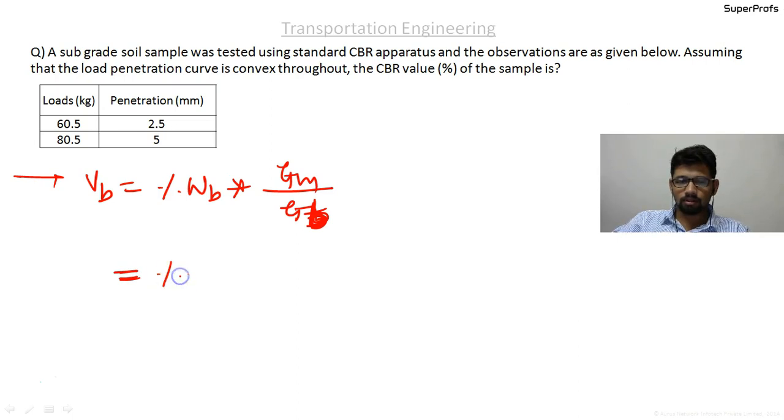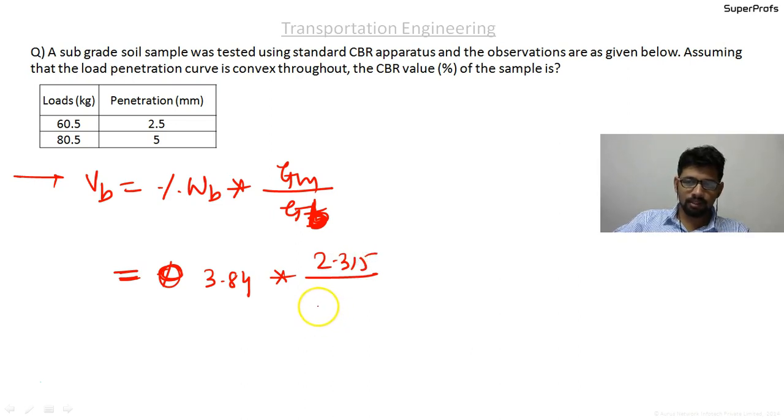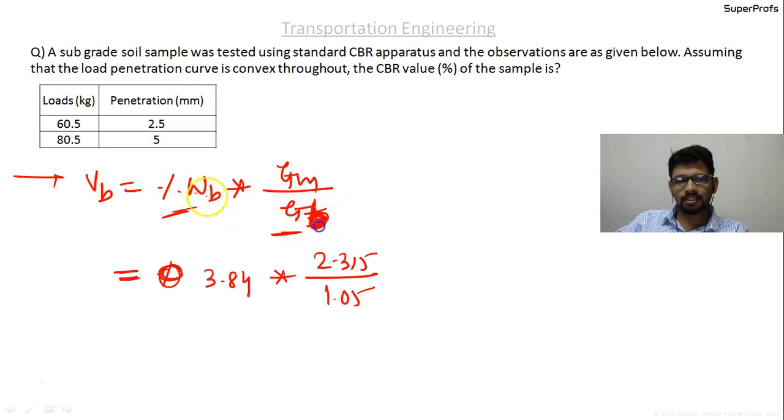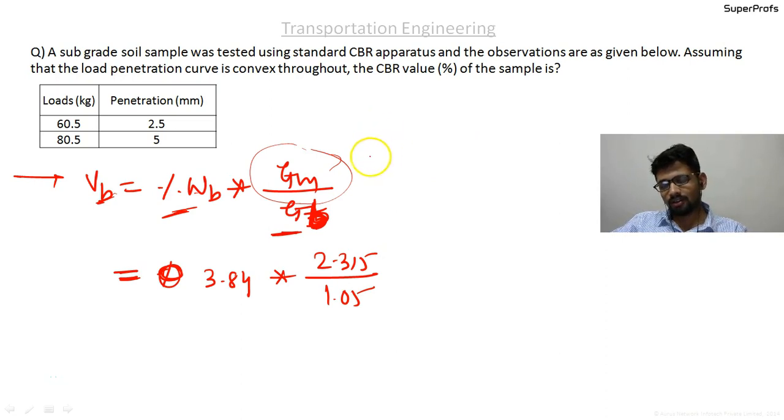So percentage WB is 3.84. Okay, into GM value is 2.315 and GB is 1.05. So this formula is quite logical. See, it is weight upon the GB, since GB and the gamma, the unit weight, are same, but it is mass upon density that gives the volume, and it is the scaling factor here. So just to give you insights of this formula, I stated it.